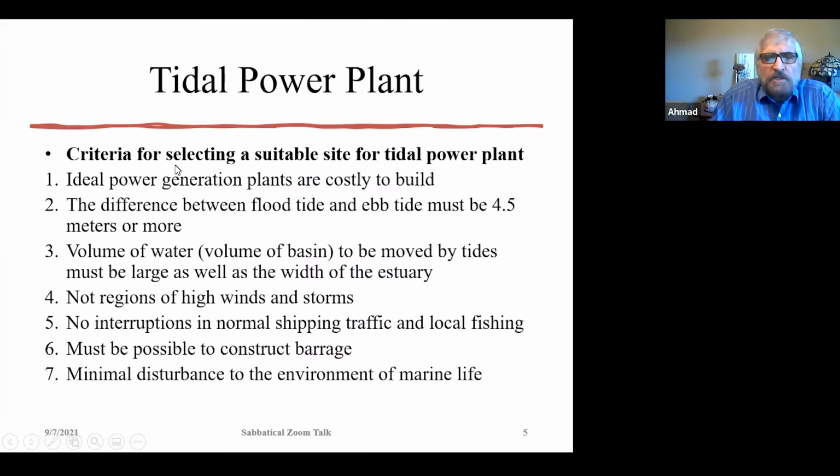It is quite challenging to select a suitable site for tidal power plants. So should you be interested, you can pause the video and read the criteria.